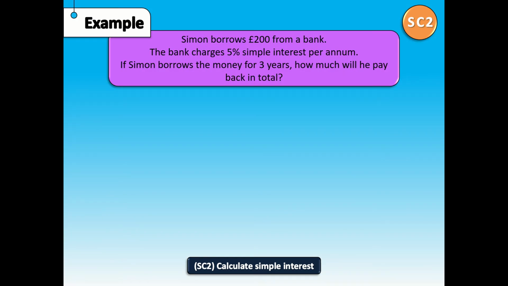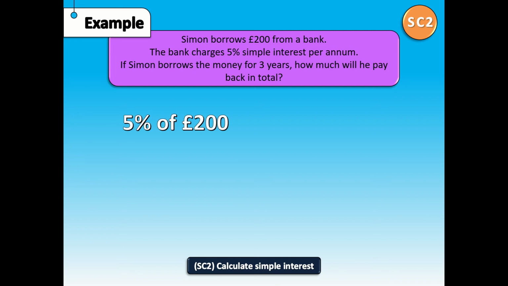So Simon borrows £200 from a bank. The bank charges 5% simple interest per annum. Per annum just means per year. If Simon borrows the money for 3 years, how much will he pay back in total?